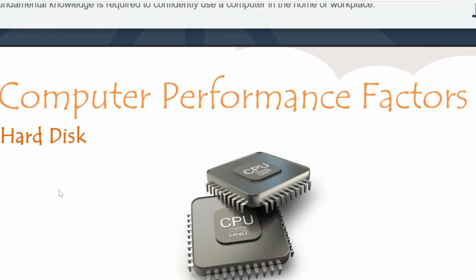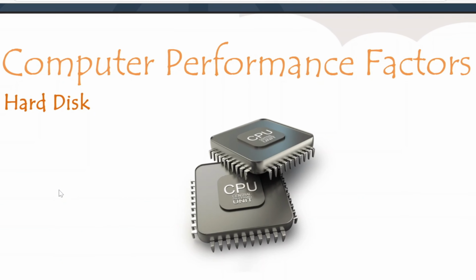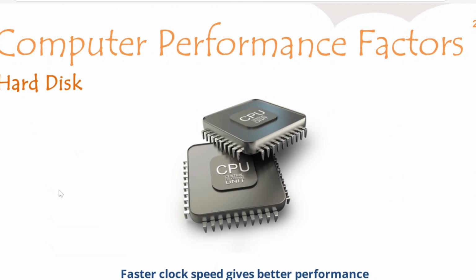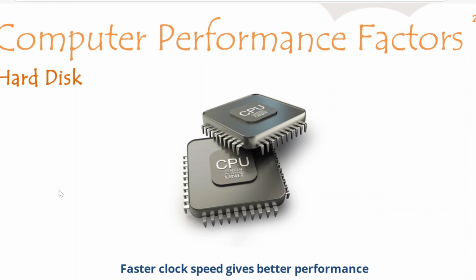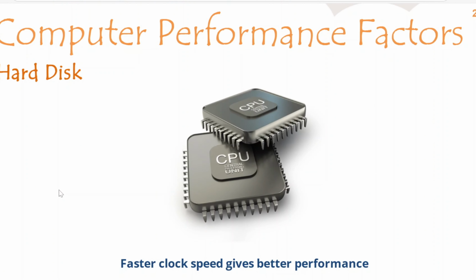The speed of the CPU is also known as the clock speed. It is measured in millions of cycles per second, or megahertz. Faster clock speed means faster processing power.